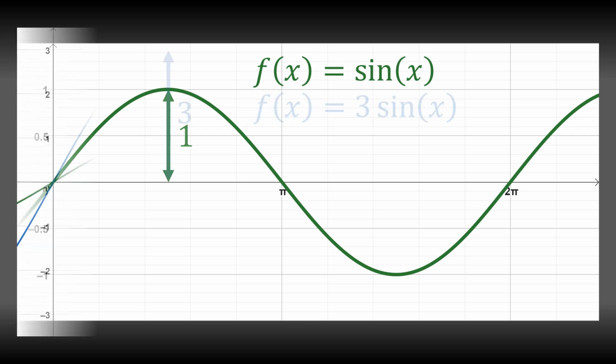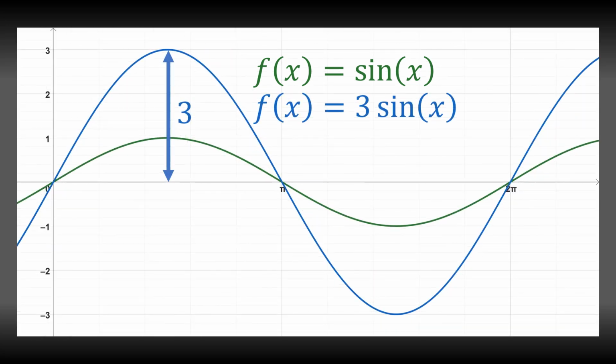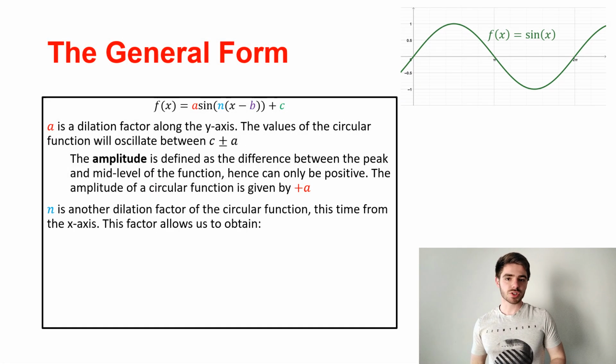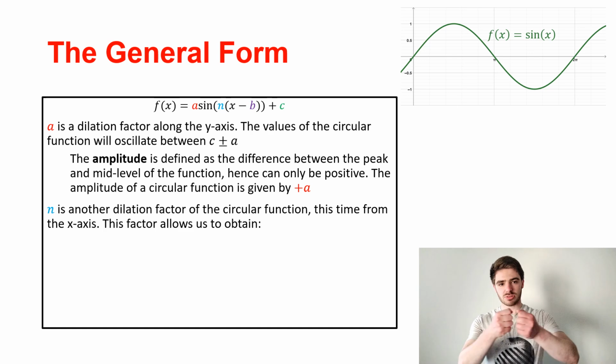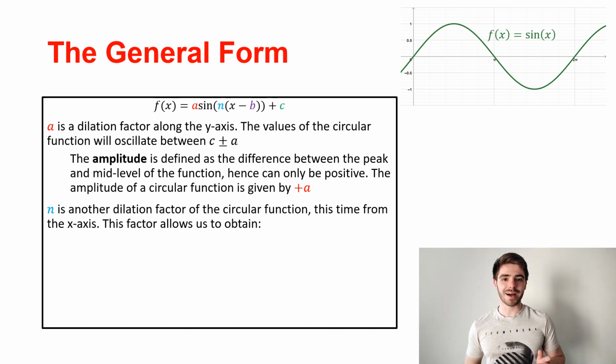Now let's look at 3 sin x on the same axes. We can see that the amplitude is 3 times larger. That is, the distance between the mid-level and the peak is now 3. Notice how both plots have the same basic shape and they still intercept the x-axis at the same points? That all changes when we modify the n term. The n term is also a dilation factor, but this time we're stretching along the x-axis instead of the y-axis.